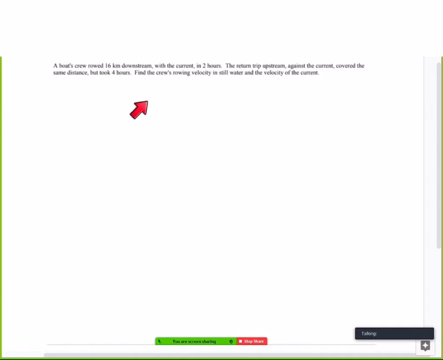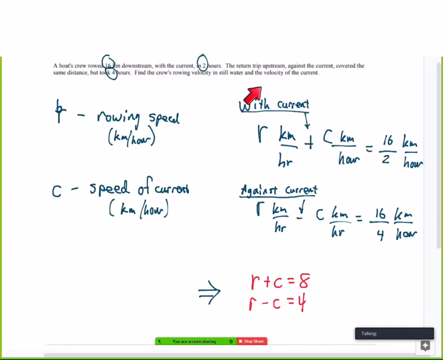Here's one that's totally different. 16 kilometers downstream with the current in 2 hours. Upstream 16 kilometers against the current in 4 hours. We need to know the rowing speed of the boat and of the current. Well, this seems really familiar. It's not airplanes, it's boats, but the same thing can be said. We have rowing speed in kilometers per hour. We have current speed in kilometers per hour, and we're going to take the rowing speed plus the current speed, and that's going to equal a speed in kilometers per hour. Rowing speed minus current speed equals a speed in kilometers per hour. Nice, easy system, good to go.